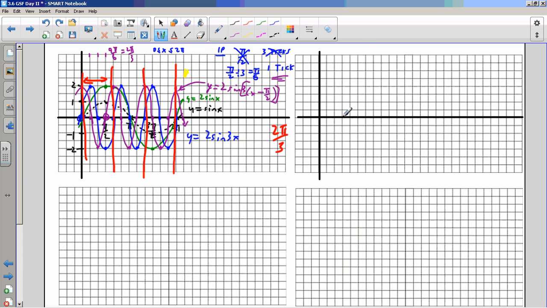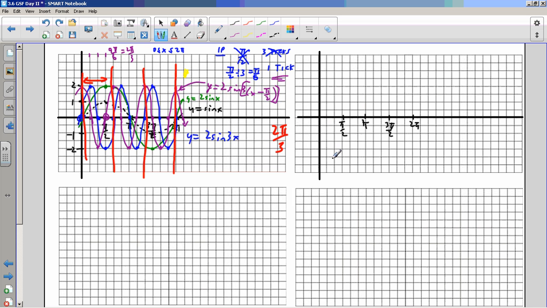Because every 3 ticks is pi over 2, right? 3 ticks is pi over 2. I'm kind of counting, that's pi, 3 pi over 2. Every 3 ticks is pi over 2. Pi over 6, pi over 3.